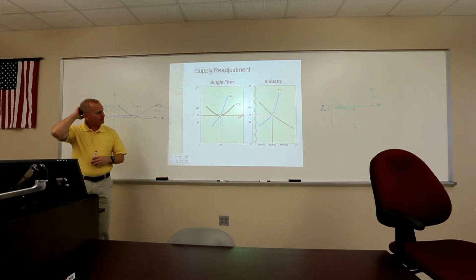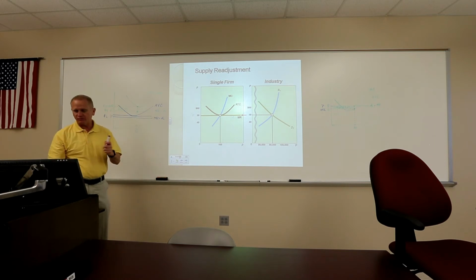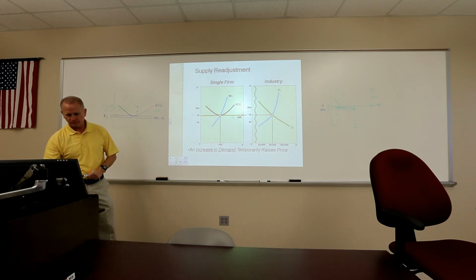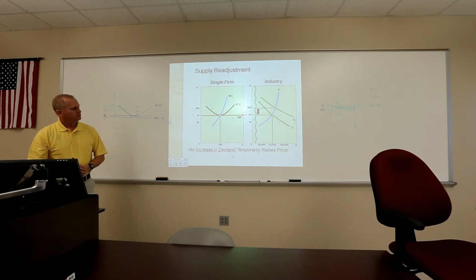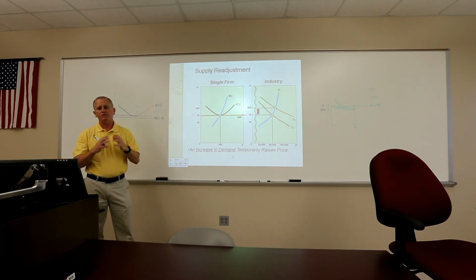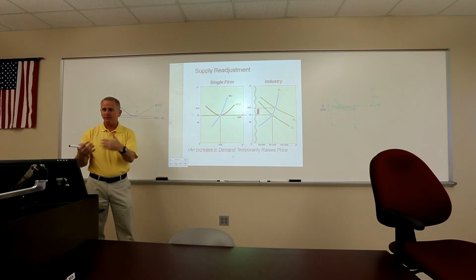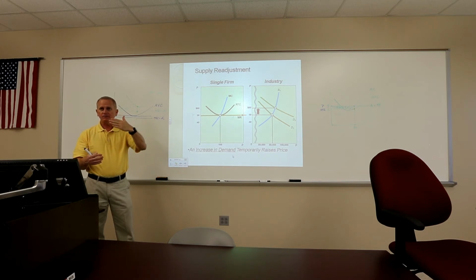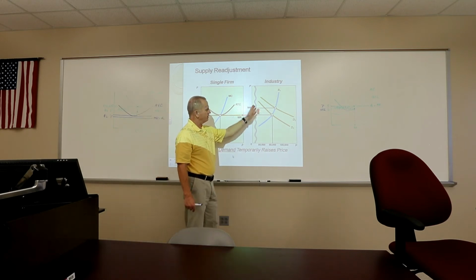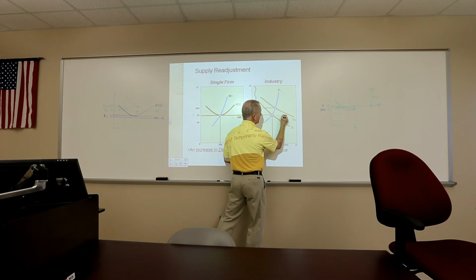Well, what if something happens? You'll see the curve shift here in a second. An increase in demand shift. I got it here. There we go. An increase in demand temporarily raises the price. So in the market on the right for video games, what if the video game is very popular and customers start to buy it? Well, that means the demand is going up. So the demand curve shifts to the right, doesn't it? It shifts out to the right.